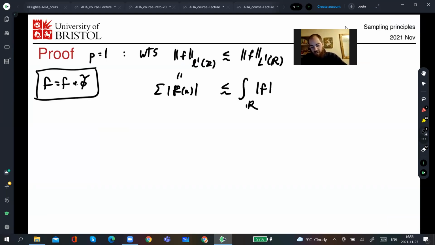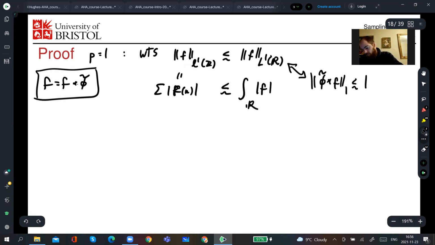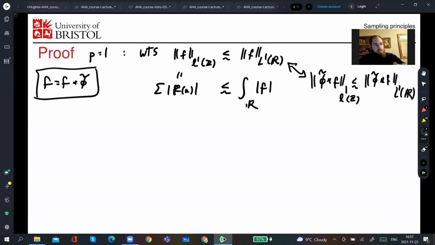And what I get to do is say that this is equivalent to this inequality on little L1 and big L1 of R, just because both of those are equal to f. Okay. And now at this stage, you'd like to apply Fubini's theorem and Young's inequality. Right, so how does that go?